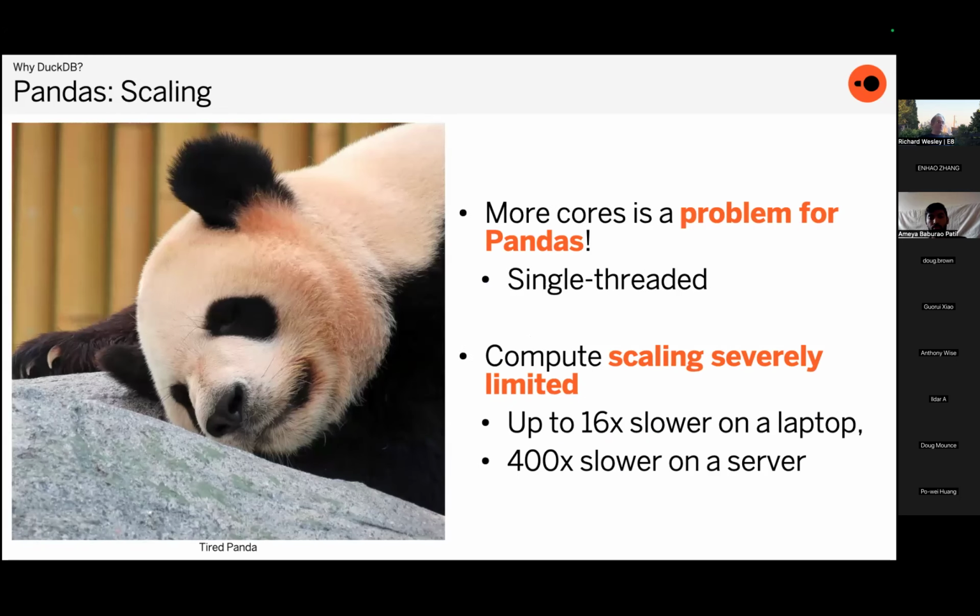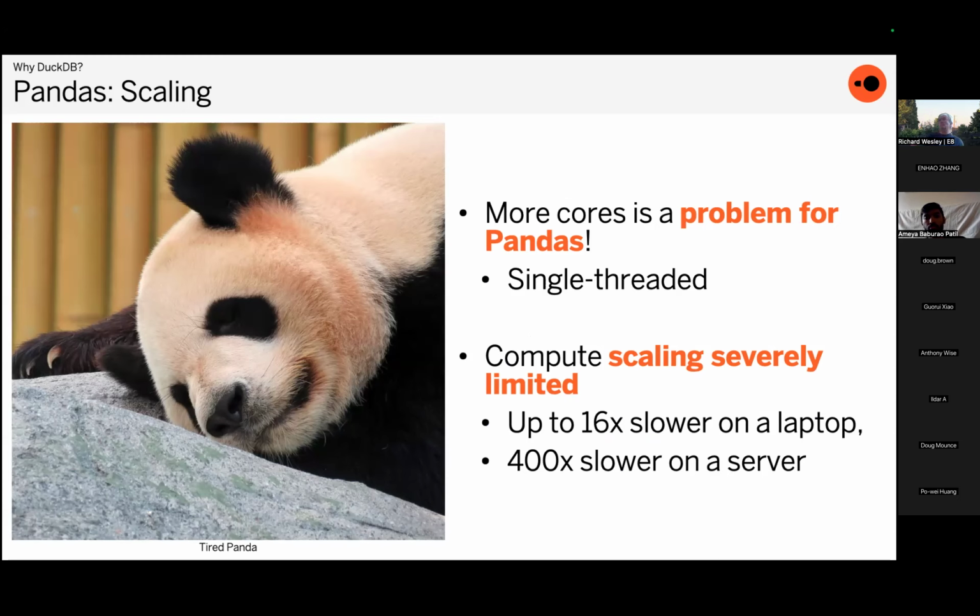And all of these cores are something pandas can't use because it's pretty much single-threaded like most things inside of Python, which limits its scalability. And if you start comparing it to what we can do, it gets a lot slower.